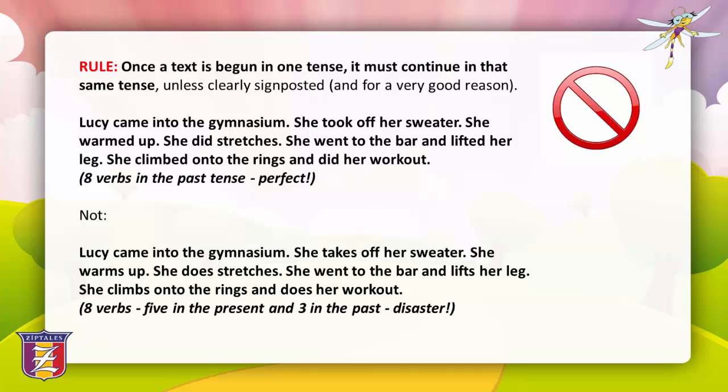Perfect. But, and you'll find children of course do this: Lucy came into the gymnasium, she takes off her sweater, she warms up, she does stretches, she went to the bar and lifts her leg, she climbs onto the rings and does her workout. 8 verbs, but 5 are in the present and 3 are in the past. Bit of a disaster.